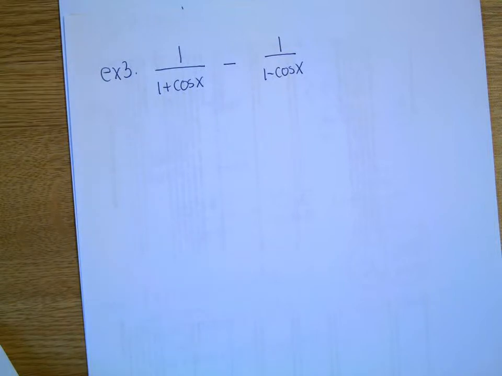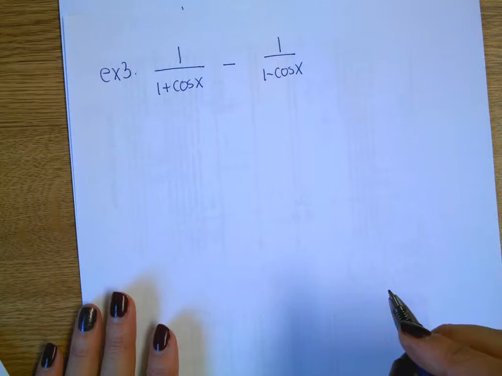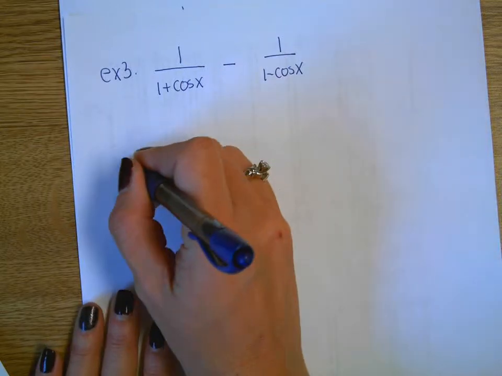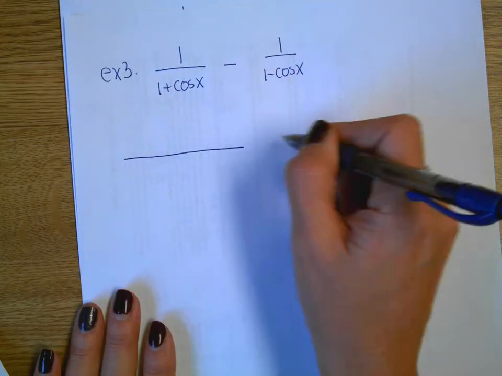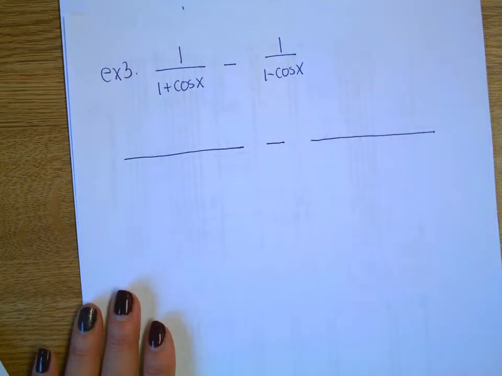This is not easy stuff here. Focus. All right, perform the operation. We want to subtract these two fractions. In order to subtract fractions, what do I need? Common denominator. For the cosine x, is that the same thing as cosine theta? Yep, same thing. So I need a common denominator. What is my common denominator going to be?